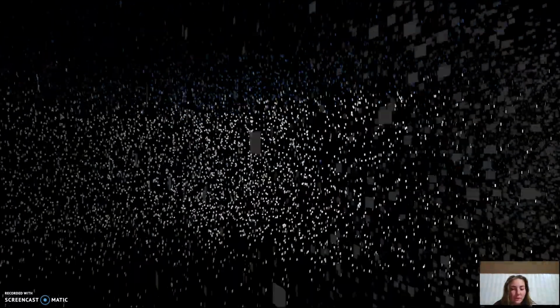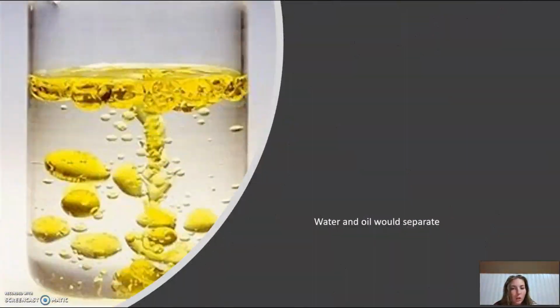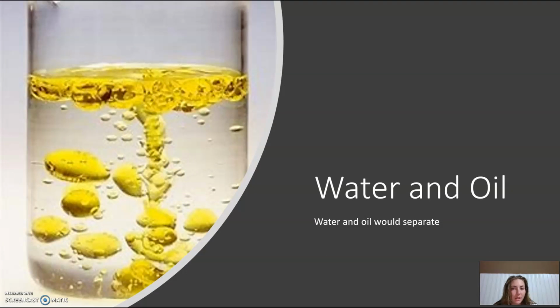So an example of this would be oil and water. So if you try to mix oil and water together, it's not going to dissolve together. The oil is going to separate itself, it'll come up to the top and it'll separate. It won't mix in with the water.